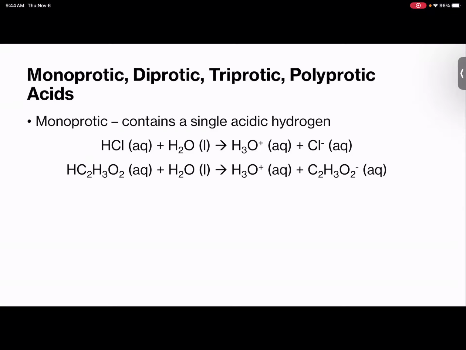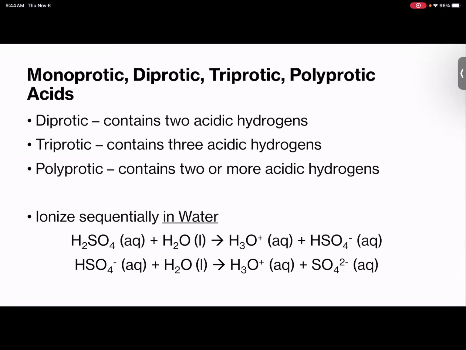Another acid that you may be familiar with is the weak acid, acetic acid. Acetic acid is the common component of vinegar. Again, it's a monoprotic acid, so it has a single acidic hydrogen. That acidic hydrogen is donated to the water to make hydronium, and what remains is the acetate ion. So again, a monoprotic acid is simply an acid that has a single acidic proton.